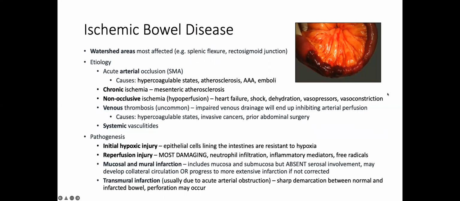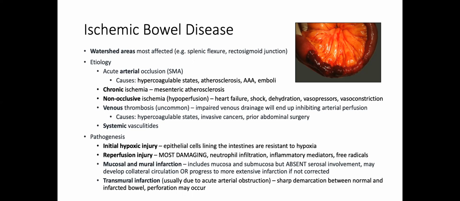So the etiology is going to be an arterial occlusion, most likely of the SMA. If we think about what comes off of the SMA, I remembered it as M, R, and I. So we have middle colic, right colic, and ileocolic. And between our transverse colon and our descending colon would be the splenic flexure. And then the rectosigmoid junction is at our sigmoid, and that blood supply comes off of our IMA.